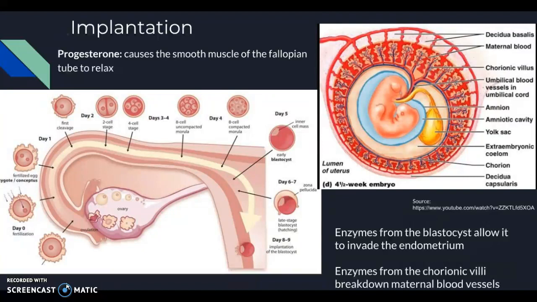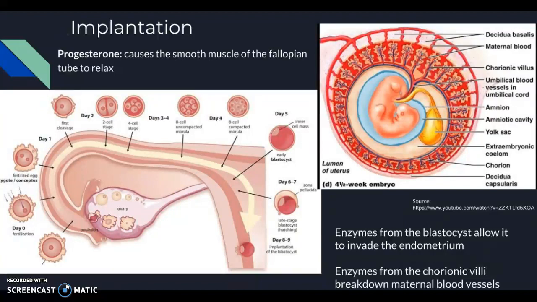So by the time the fertilized egg reaches the uterus, it is a blastocyst, which means it has around 100 cells. Different layers of the blastocyst will form different layers of both the embryos as well as the extra-embryonic membranes. An important layer to note is the outer layer of the blastocyst, which will eventually become the chorion, which will enclose the embryo and form the placenta.